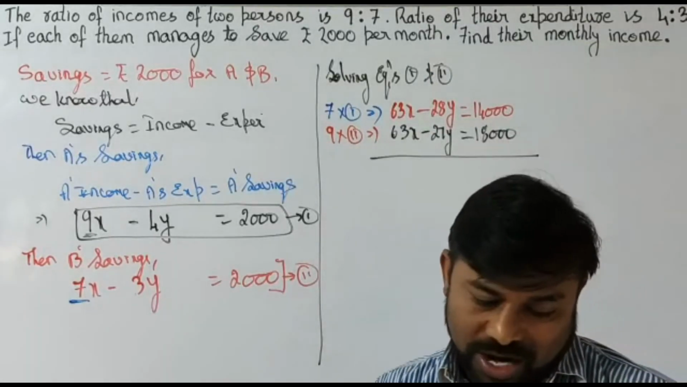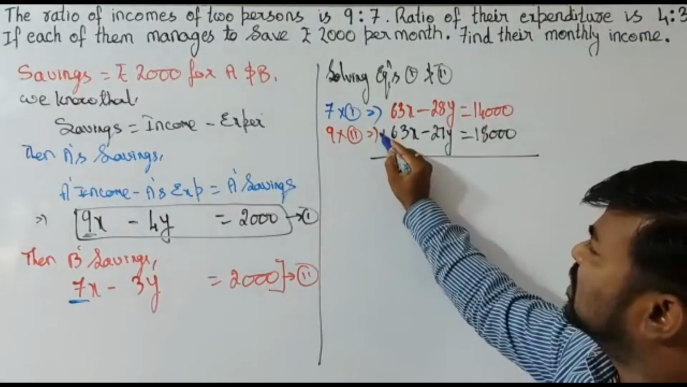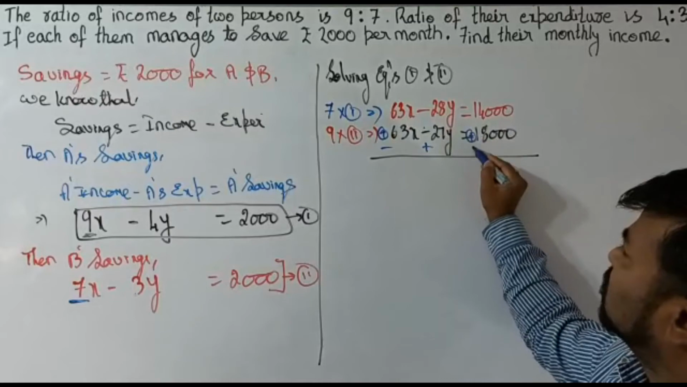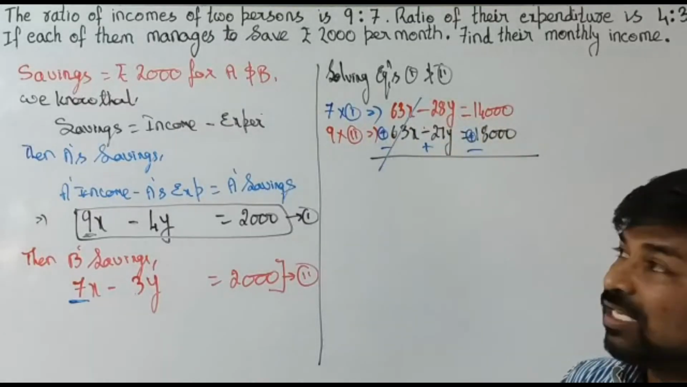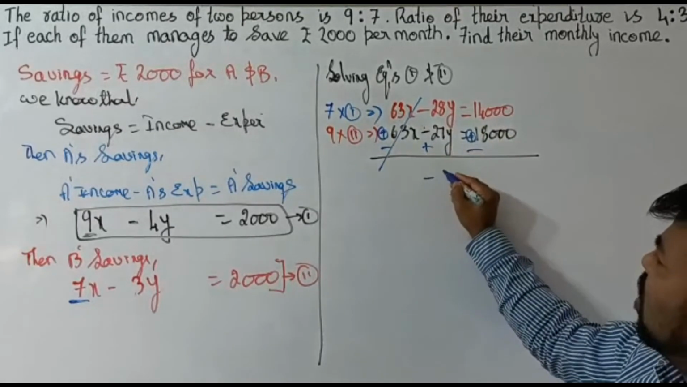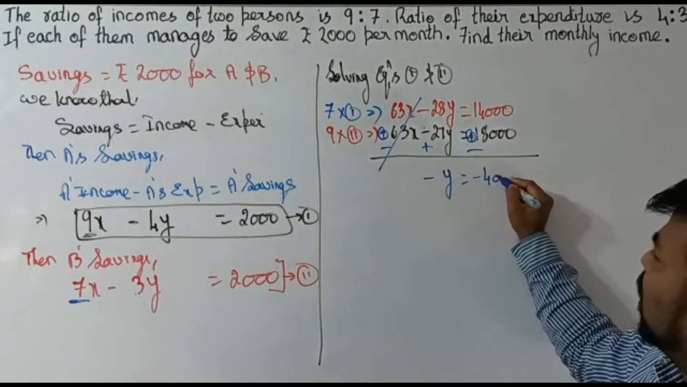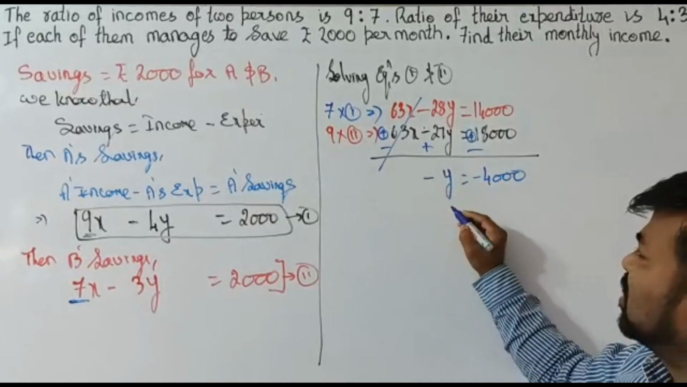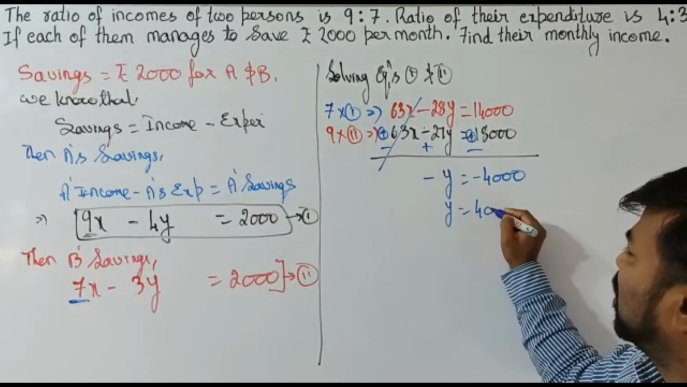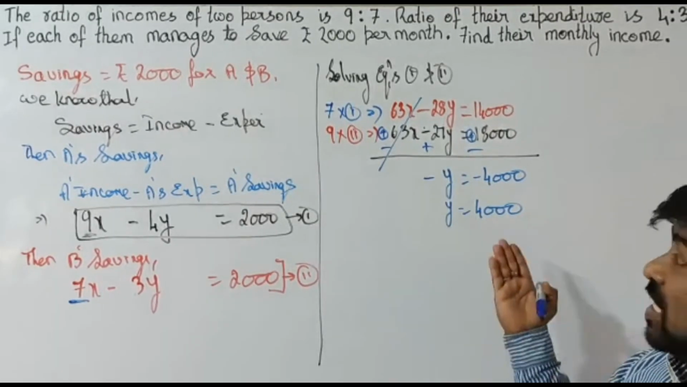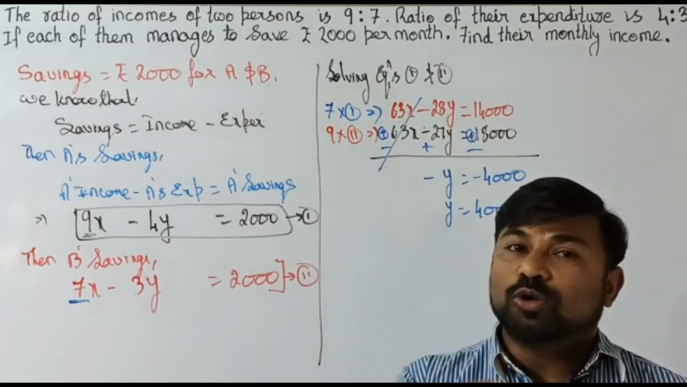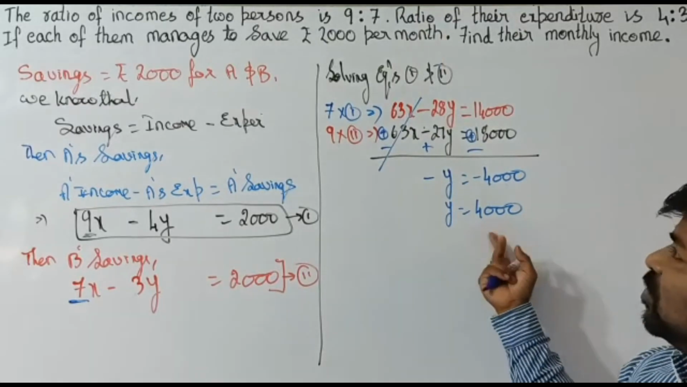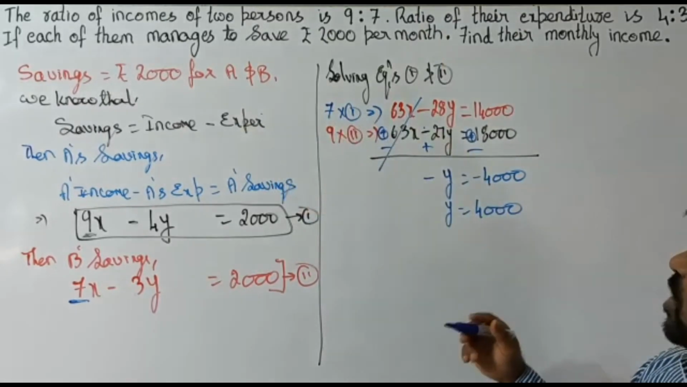It's cool, right? As you all know, we change the signs. Then straight away we cancel here, and here it is minus y is equal to minus 4000. Now if you multiply by a minus on both the sides, y equals 4000. It's cool here. But y is nothing but the unit value of expenditure, and the question is about the unit value of income. Let's substitute this in any one of the equations.